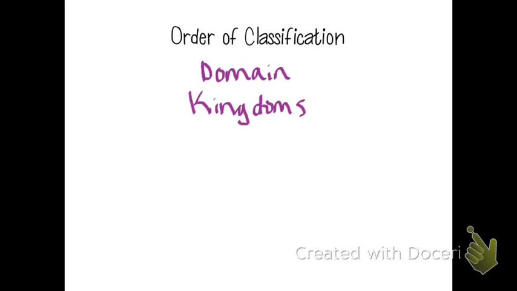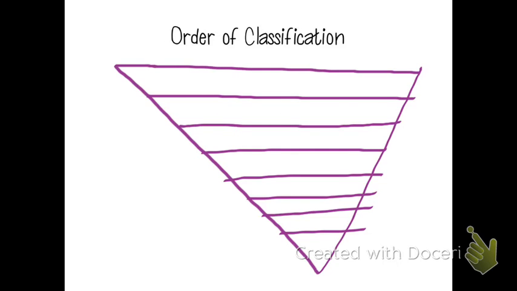Each kingdom is divided into a phylum, or different phylums. Phylums are divided into orders. Orders are divided into... hold on. Okay, so I erased it and we're going to start over.